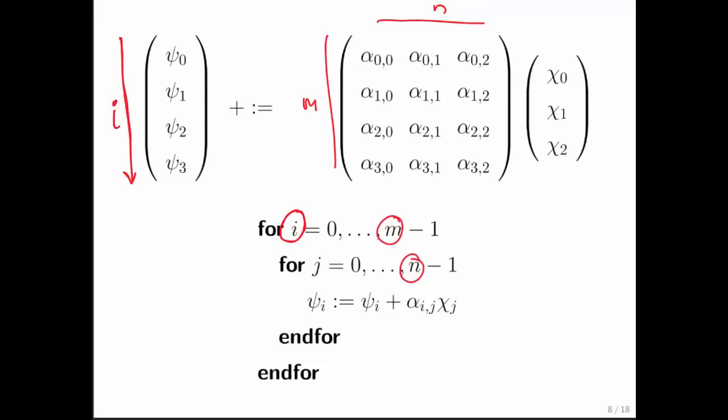And then we're going to use index j to indicate where in our dot product we are. So let's fix our i to be one of these. Let's say 2. Then if you look now at this inner loop here, what's it doing? It goes from 0 to n minus 1, so it goes in that direction right there.